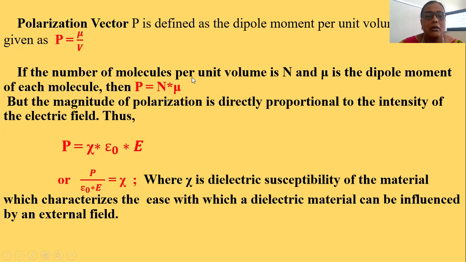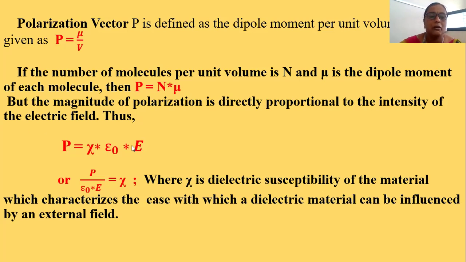If the number of molecules per unit volume is n, and mu is the dipole moment of each molecule, then P is equal to n mu, where n is the number of molecules. But the magnitude of polarization is directly proportional to the intensity of the electric field. We know that when we apply more electric field, more dipole moment will be there. So P is proportional to E. The polarization vector is proportional to the electric field intensity, or simply the electric field.